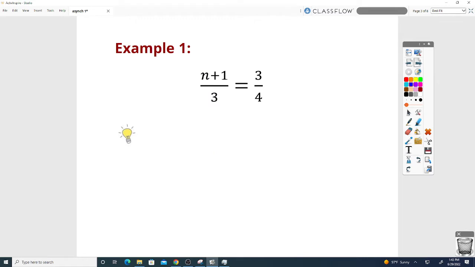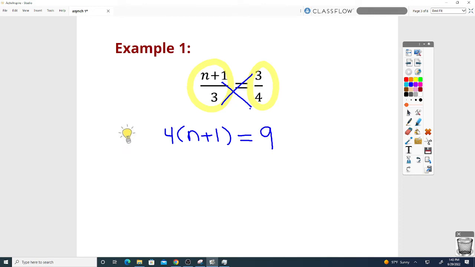In example number 1, we have a fraction equal to another fraction, so trick number 1 should apply. We can cross multiply to solve this kind of problem. Can you take a few seconds and think about the output of cross multiplication in this example? Let's cross multiply. This multiplied by this is equal to this multiplied by this. So 4 multiplied by n plus 1 should be equal to 3 multiplied by 3, which is 9.